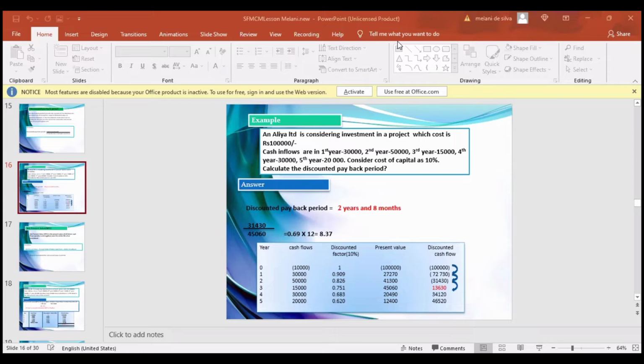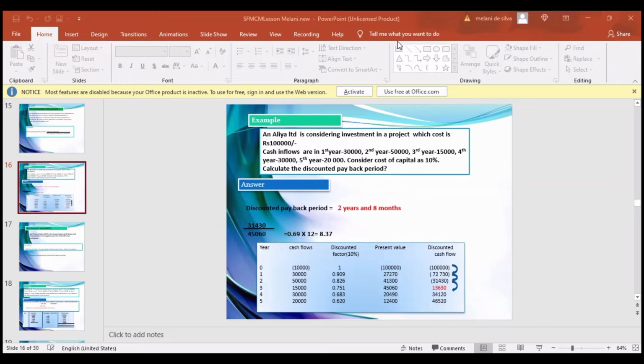We will see. Alia Limited is considering investment in a project which costs 1 lakh. Cash inflows are in the first year 30,000, second year 50,000, third year 15,000, fourth year 30,000, fifth year 20,000. Consider the cost of capital as 10%. Calculate the discounted payback period. Before we calculate it, we have to do some workings. We have to draw a chart with 5 columns: first column for year, second column for cash flows, third column for discount factor, fourth column for present value, fifth column for discounted cash flow.